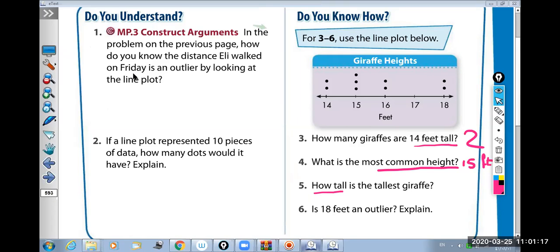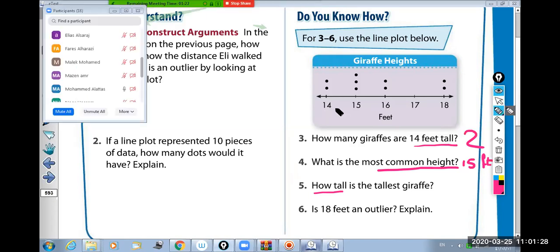Muhammad Attas, yes, how are you? Good. What is the highest tall here? Is it 14? What is the biggest number here? 14, 15, 16, 18. Which is the biggest number? 18. Yeah, that's why 18. He said, how tall is the tallest giraffe? Okay, 18. Now the question 4, because you have only 1 minute. This is the highest.